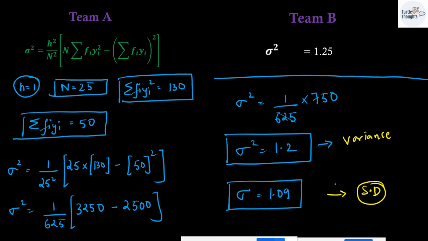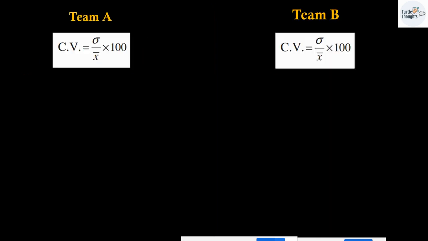Now I have the standard deviation for team A, and the standard deviation for team B as well. Now I just need to calculate CV for both of them. Whichever has the higher value will vary greatly. Consistency is nothing but the opposite of varying. So whichever has the least value of CV is going to be the most consistent team.